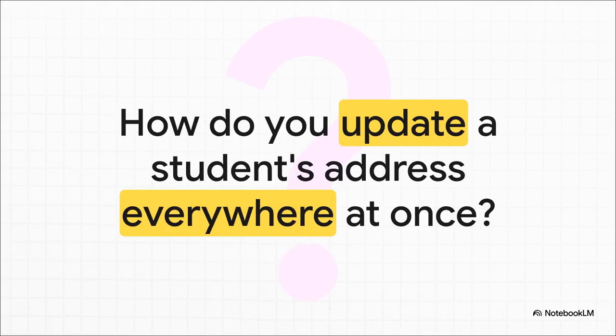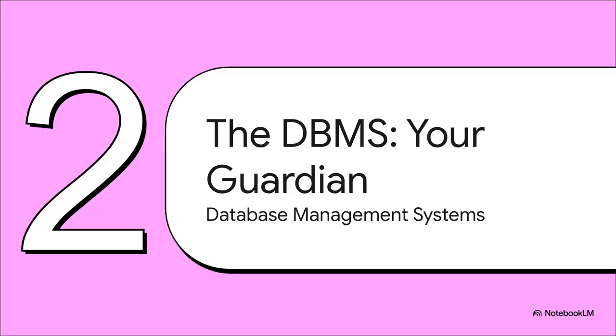And this redundancy, well, it creates total chaos. Let's say a student moves. You have to manually hunt down every single line where their name appears and update their address. And if you miss just one, you've created an even bigger problem: data inconsistency. Now your system is literally telling you two different things at once, and you can't trust any of it. It's a complete nightmare to manage. So that whole messy text file approach, clearly a non-starter.